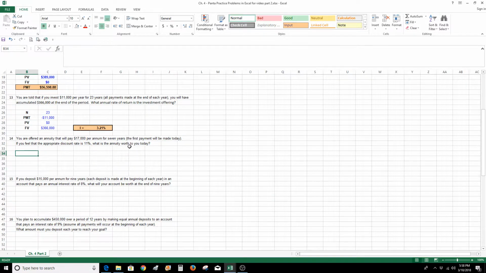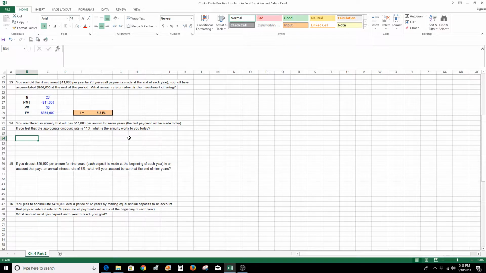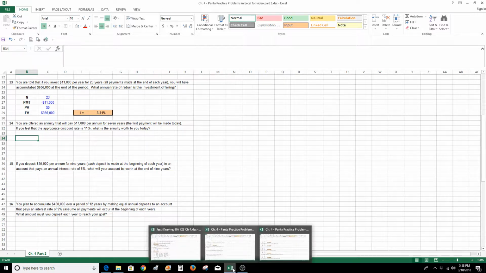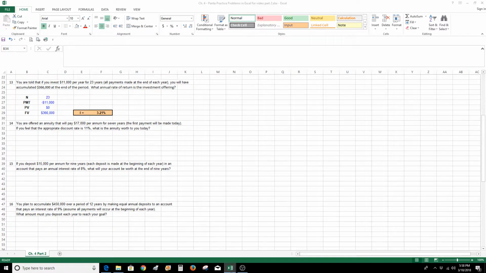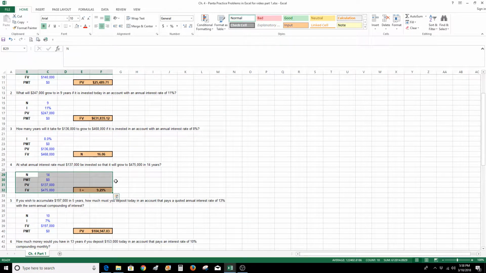Okay, next problem. You are offered an annuity that will pay $17,000 per annum for 7 years. The first payment will be made today. That tells me that this is an annuity due because the payment is made at the beginning of the period. If you feel that the appropriate discount rate is 11%, what is the annuity worth to you today? So you are looking for the present value because you want to know the worth today.